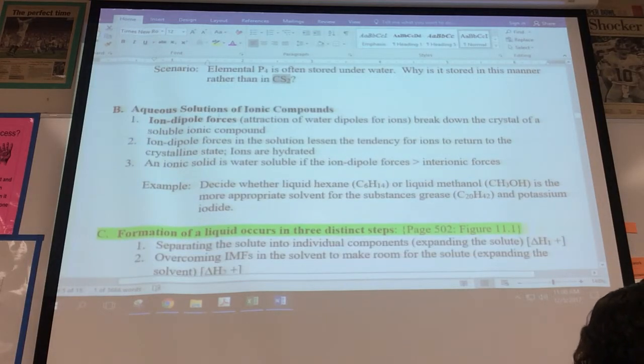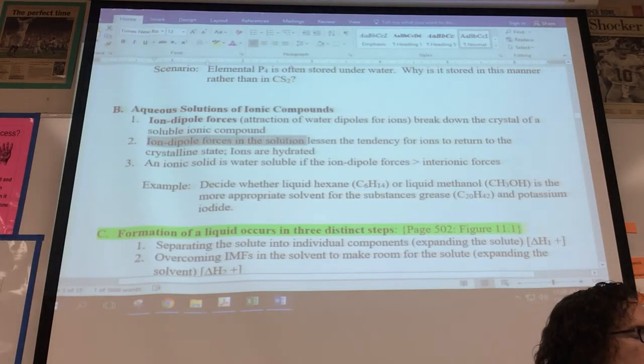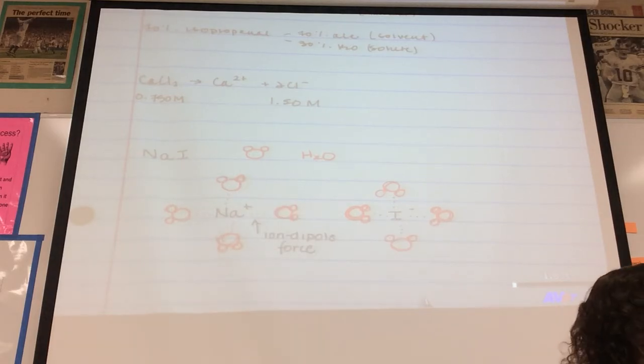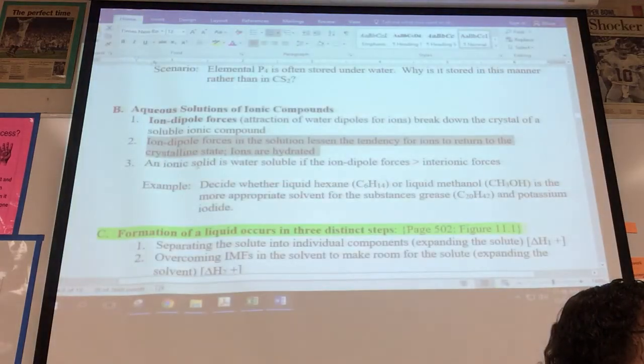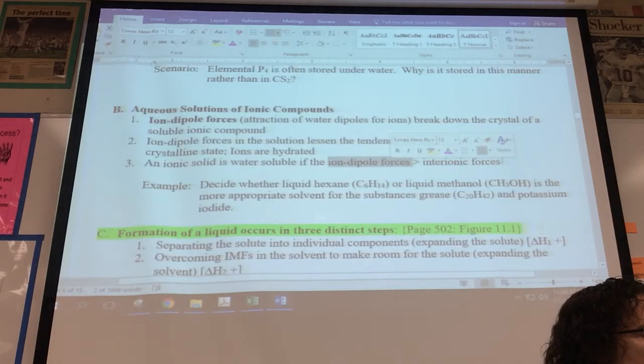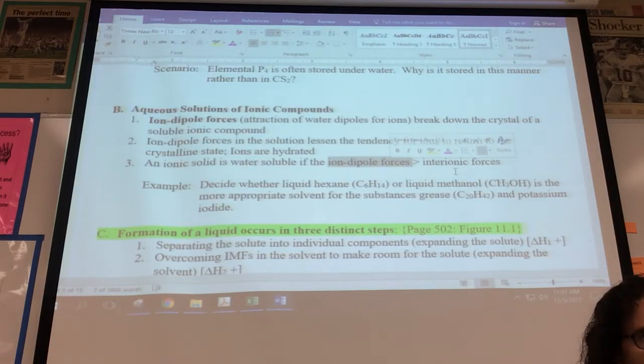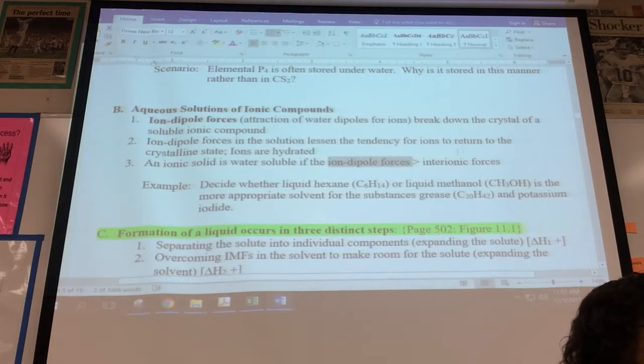All right? And then those ion dipole forces we took a look at, that's going to assist in the breakdown of crystal structures because those ion dipole forces are strong. And this will lessen the tendency for ions to reform their crystalline state. And when you have water molecules around those ions, you have a shell of hydration or a hydrated ion. And you will find that an ionic solid will be water soluble if those ion dipole forces are greater than the interionic forces. So this goes back to our solubility rules. All group 1 containing compounds are water soluble. Please don't write that group 1 elements are water soluble. Sodium metal does not dissolve in water. It reacts with it, but it doesn't dissolve. All group 1 containing compounds are water soluble. So in this case, any group 1 containing compound must have stronger ion dipole forces than interionic interactions.